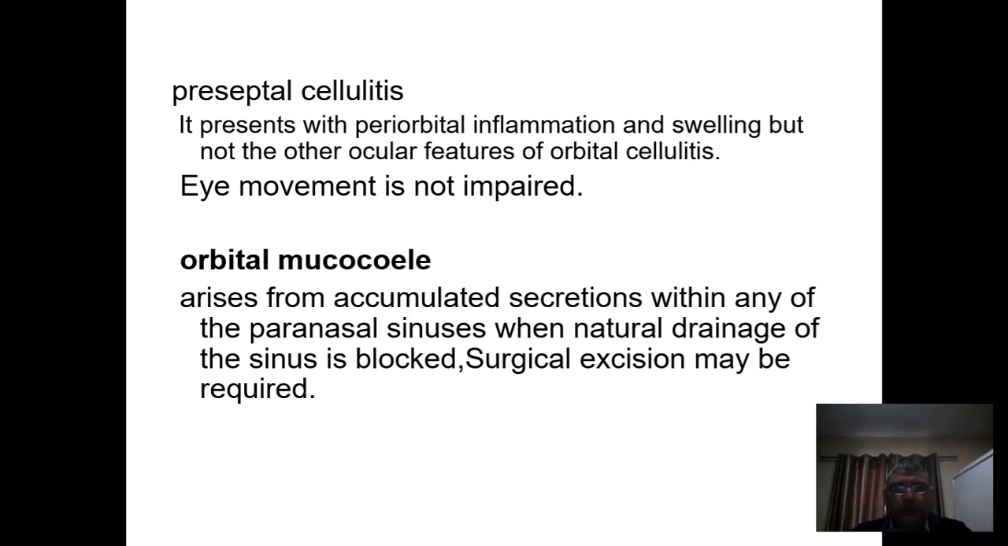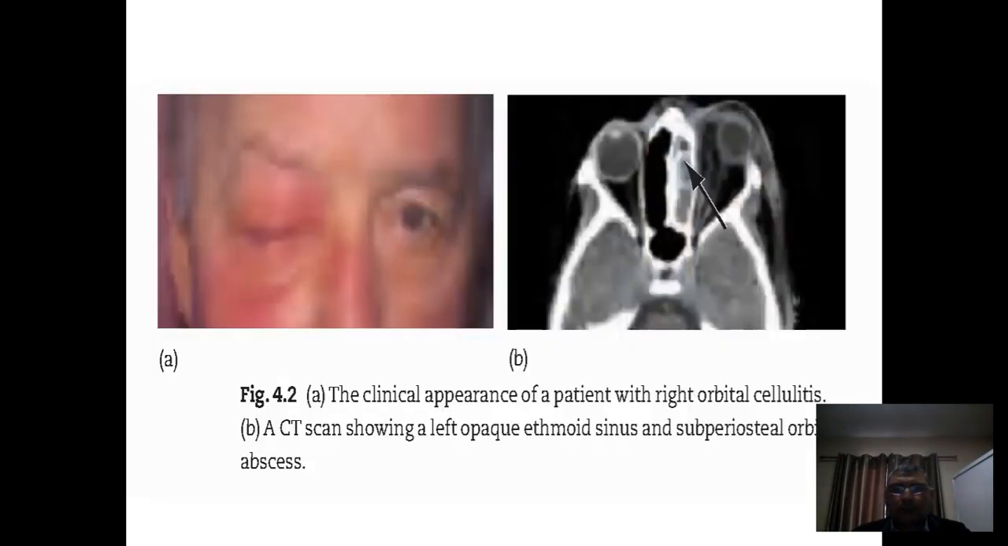Orbital mucocele is a chronic inflammatory swelling that results from accumulation of secretions of any of the paranasal sinuses when the natural drainage of the sinus is blocked. The protrusion of this swelling into the orbit results in development of proptosis and a cystic swelling behind the globe, which is called orbital mucocele. The treatment requires surgical excision.